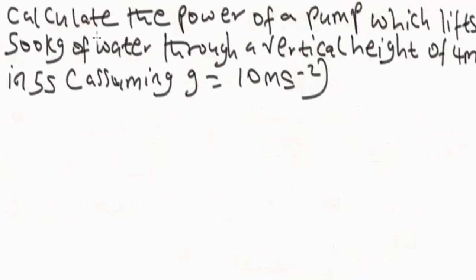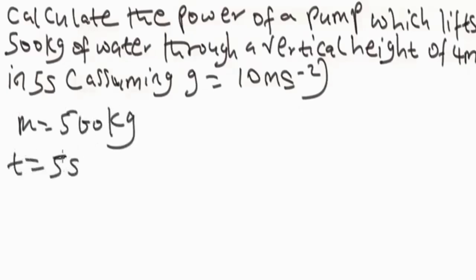Okay, this question says calculate the power of a pump releasing 500 kg of water through a vertical height of 4 meters in 5 seconds, assuming g is 10 meters per second squared. So the parameters here: we have the mass to be 500 kg, the time to be 5 seconds, and the height to be 4 meters, and we are looking for power.